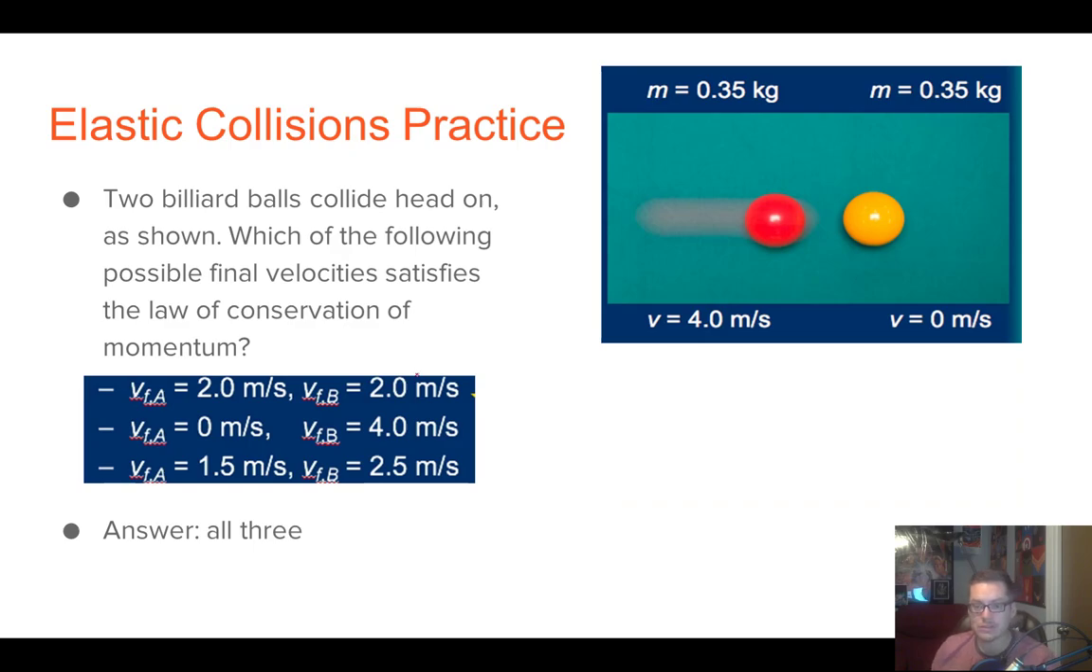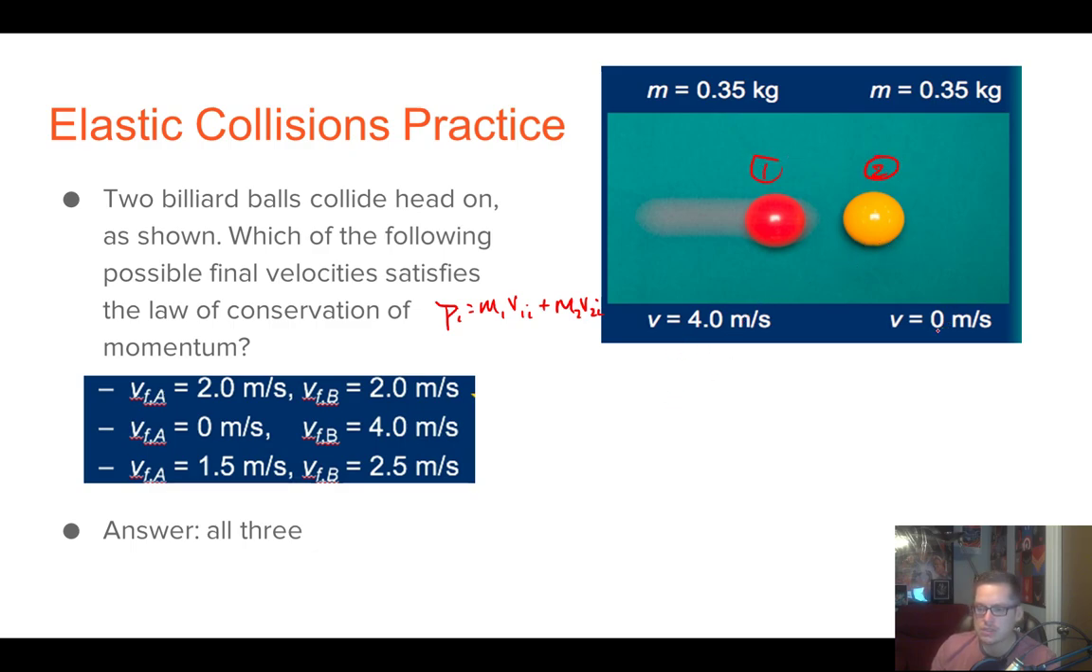All right, so two billiard balls collide head-on as shown. Which of the following possible final velocities satisfies the law of conservation of momentum? So for the law of conservation of momentum, we've got to figure out what our initial momentum was. Our initial momentum is going to be equal to m1v1i plus m2v2i. We'll just call the red ball 1 and the yellow ball 2 just to make life easier.